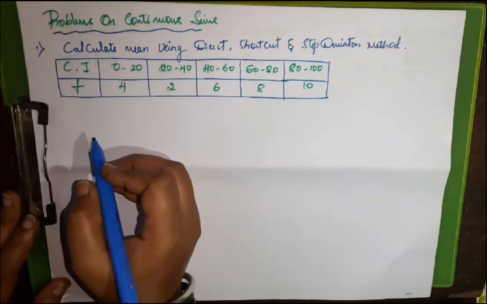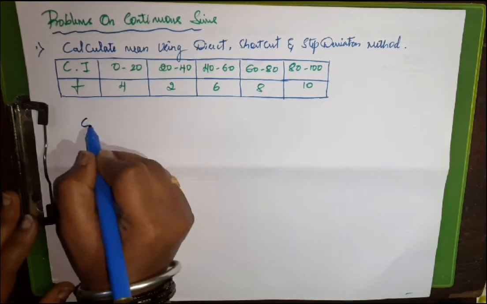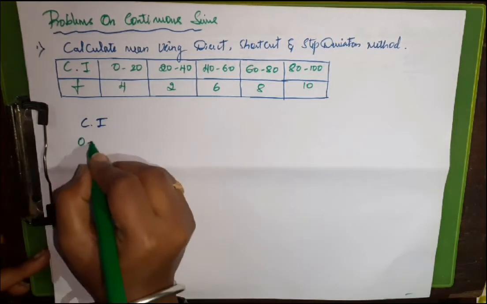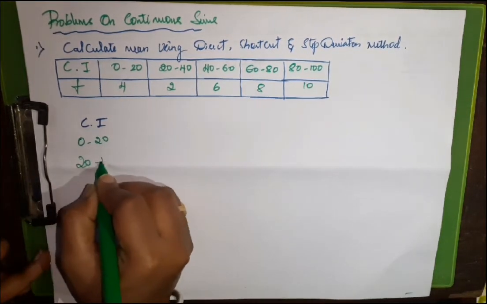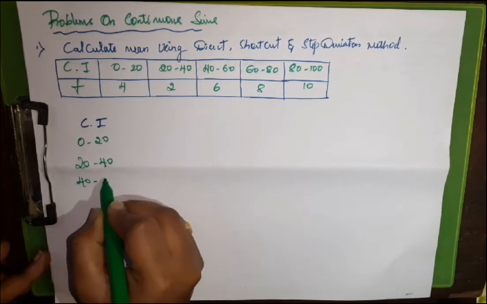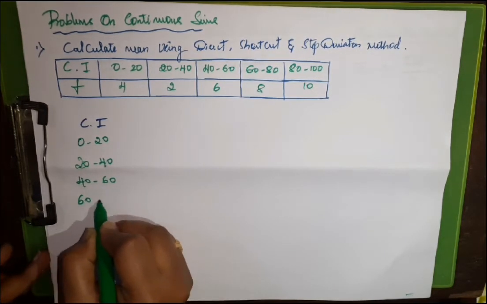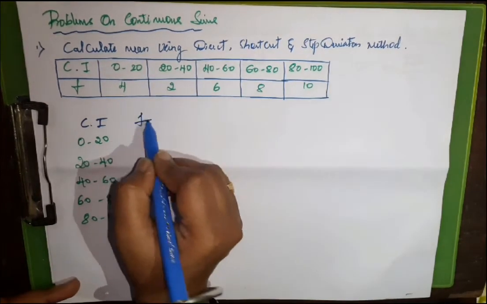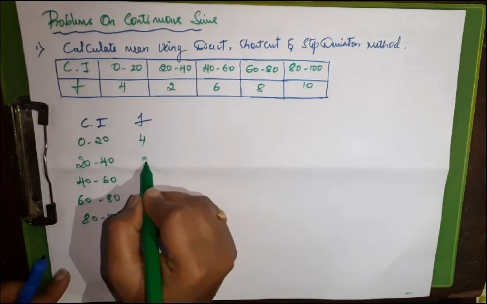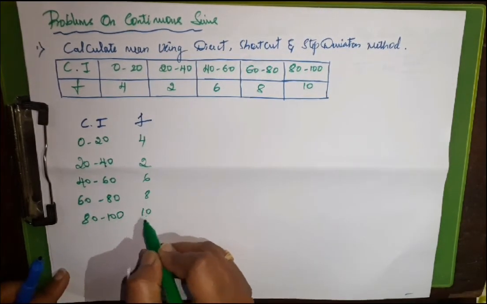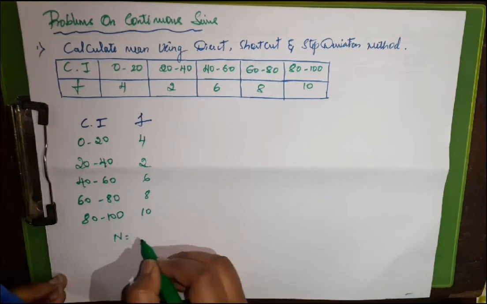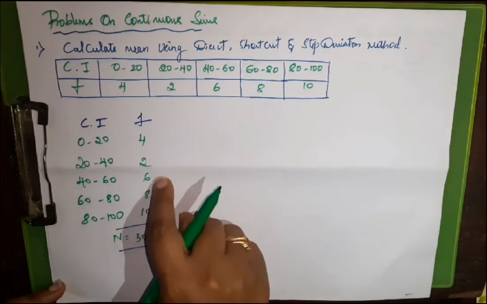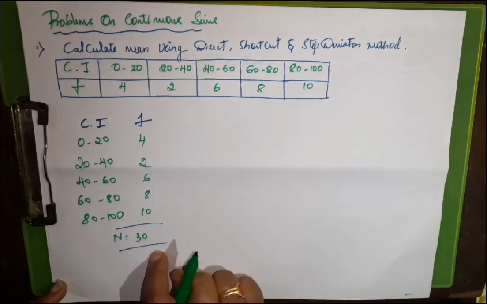I will start off. First, we have to write the class intervals as they are: 0 to 20, 20 to 40, 40 to 60, 60 to 80, 80 to 100. Then write the frequency. We have 4, 2, 6, 8, 10. Make a total of it. So you will get 30. Okay, 6 plus 6, 12, 12 plus 8, 20, 20 plus 10 is 30.